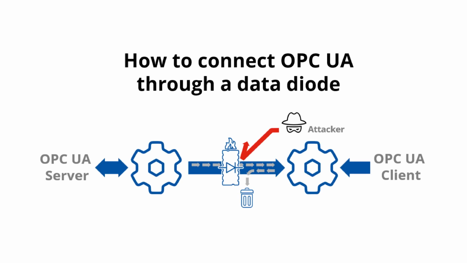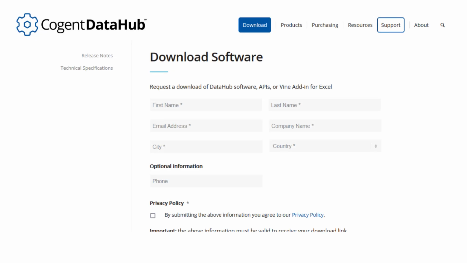How to connect OPC UA through a data diode, using a tunnel to connect the OPC UA server to the OPC UA client. A data diode protects the data source from all incoming data and external attacks. First, download and install Cogent DataHub software on both the server and client computers.